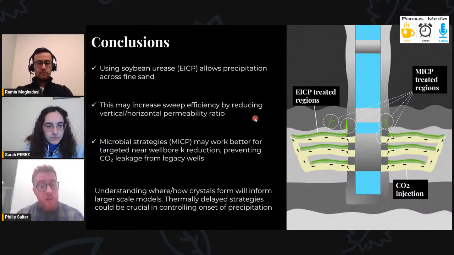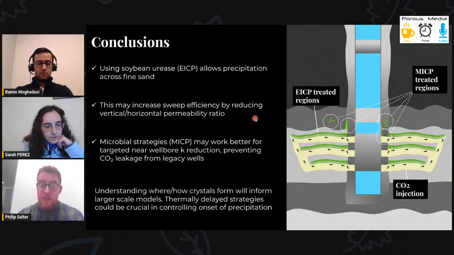So what are the conclusions of our studies so far? Well, using soybean urease allows precipitation across fine sand, and this may increase sweep efficiency by reducing the vertical to horizontal permeability ratio. Microbial strategies may work better for targeted near wellbore permeability reduction, preventing CO2 leakage from legacy wells. And understanding where and how these crystals form will inform larger scale models.